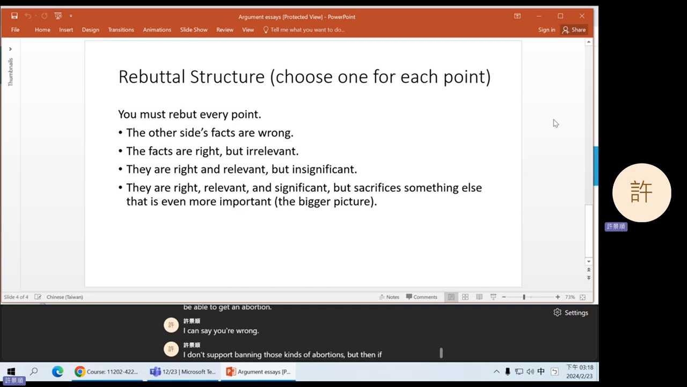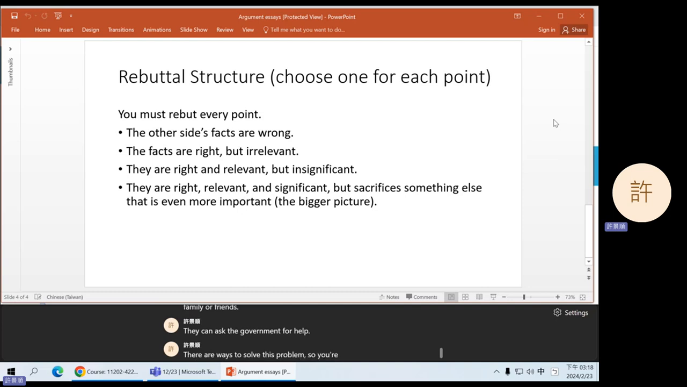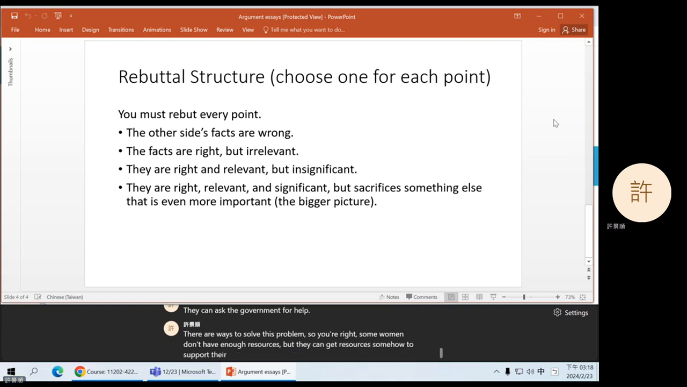But then if they say, women who don't have enough money to support their babies will not be able to get an abortion, I could say, you're right, but you're missing the point, because almost all women have a network of supporting people, like family or friends. They can ask the government for help. There are ways to solve this problem. So you're right, some women don't have enough resources, but they can get resources somehow to support their babies anyway.